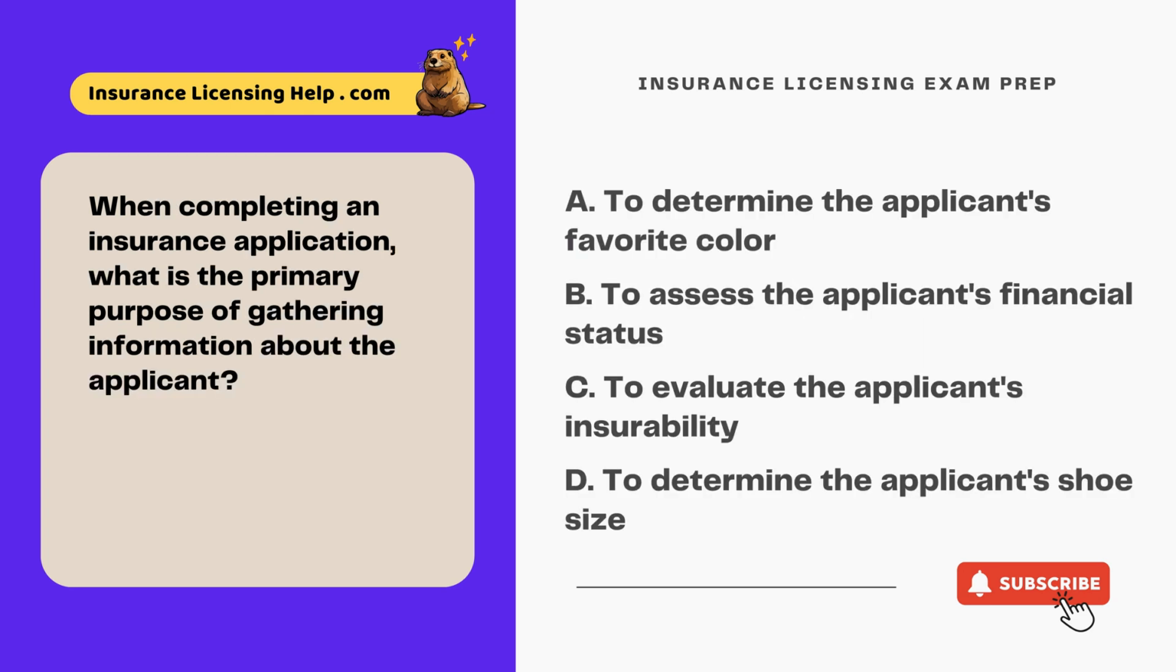When completing an insurance application, what is the primary purpose of gathering information about the applicant? A. To determine the applicant's favorite color. B. To assess the applicant's financial status. C. To evaluate the applicant's insurability. D. To determine the applicant's shoe size.